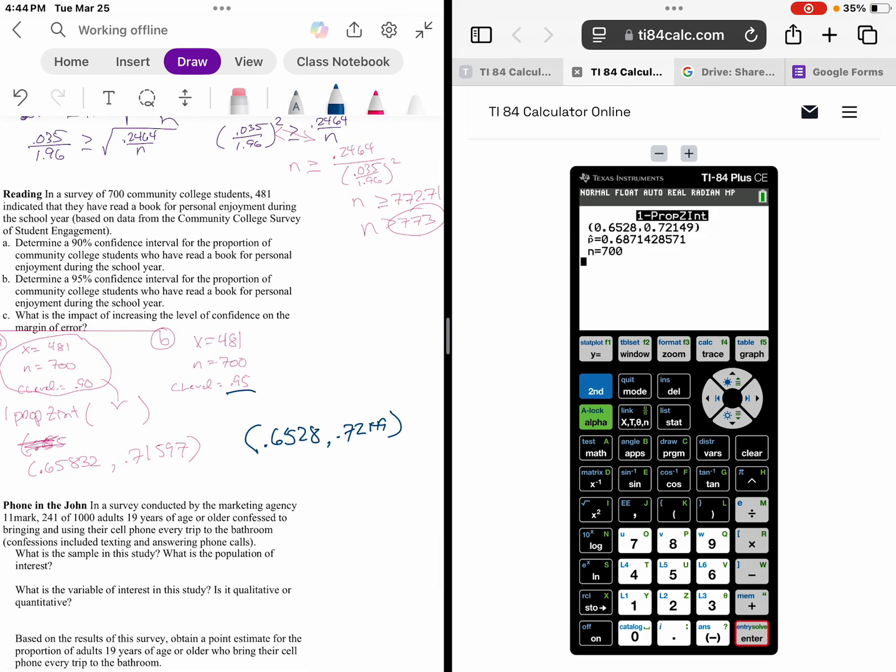Now it may be hard to look at what's going on here, so I'm going to bring the red one over to the side and put it underneath. 0.6583, and then we have 0.71597. So as I compare these two, they're not the same. They shift a little bit.